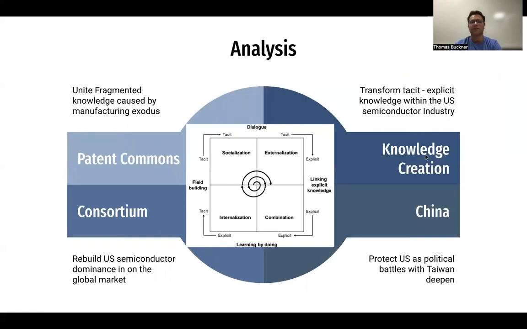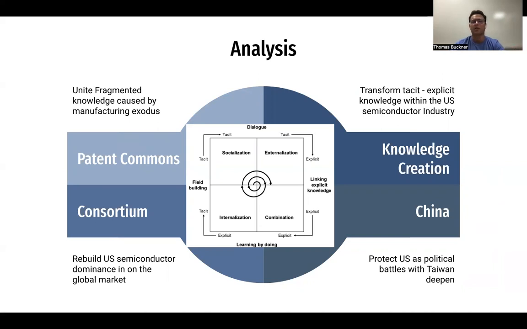Within this analysis, I looked at the Nonaka framework for knowledge creation, which you see there in the middle, and mainly focused on this externalization area, which is turning tacit knowledge, which is in your head, into explicit knowledge, which is on paper and can be easily shared. So this is turning engineers' knowledge bases into something tangible, like patents, to help differentiate from China.